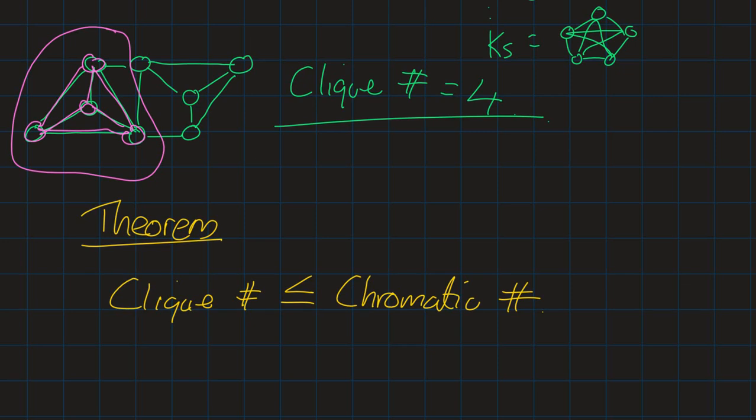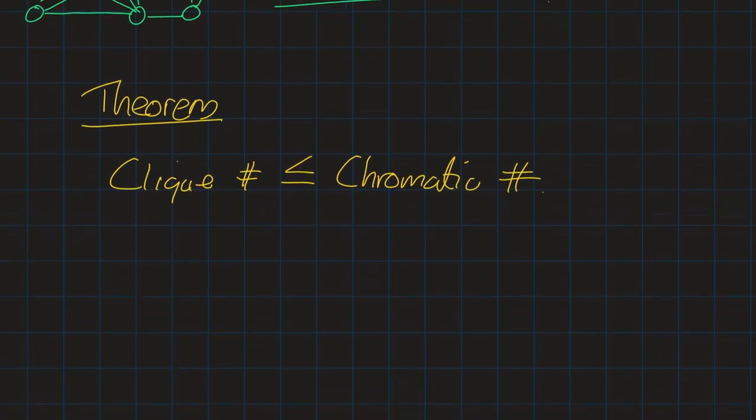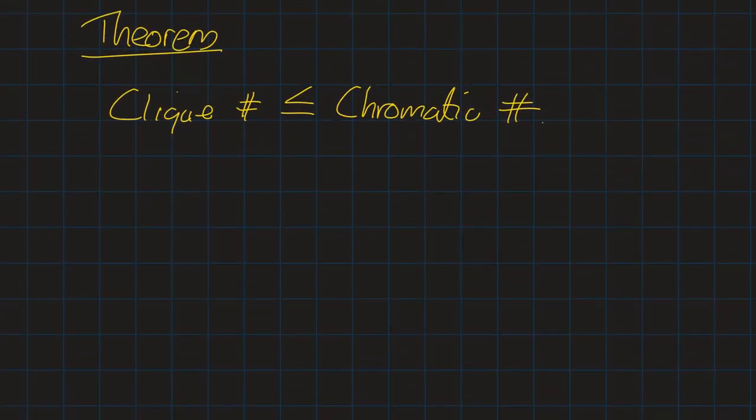You might need more colors. It's not always equal. It's an inequality. Sometimes it's equal and sometimes it's not. Okay, but if you have a clique of size 4, you're going to need at least 4 colors to color that clique, and thus at least 4 colors to color the whole graph. Okay, so that's the best proof that I'm going to tell you. Let's see why this theorem is useful.